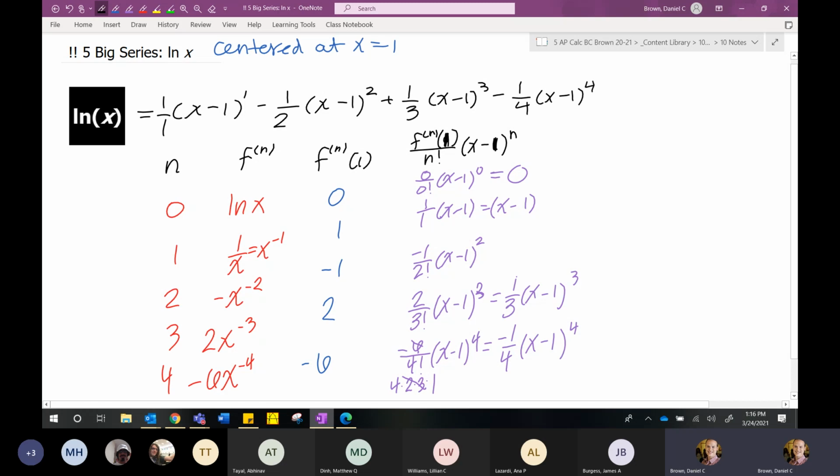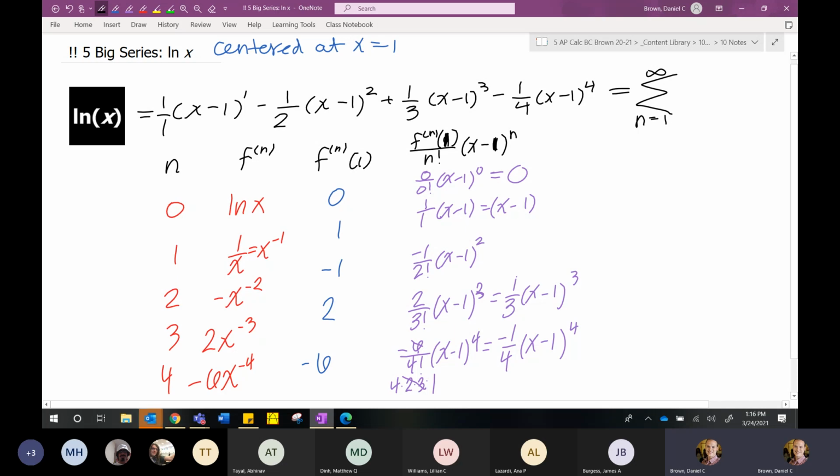If you were to keep going with that, what would be the next term you get to? 1/5. Positive 1/5, x minus 1 to the 5th. So again, what we want to eventually memorize is a series that is the exact same as the natural log of x. I am going to start it at n is equal to 1, since that first term was a 0 and is not exciting, so it really does start when n is equal to 1.